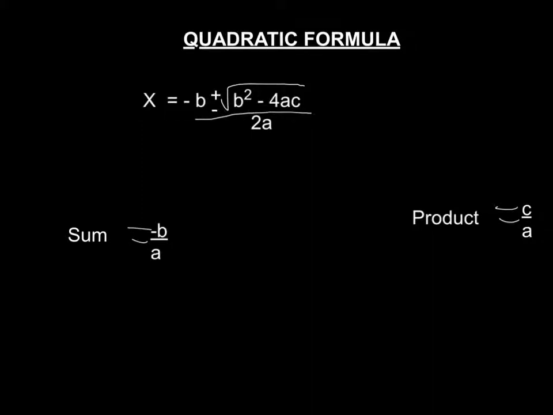In order to derive the formula for a sum and product of the roots, you can use the quadratic formula. The quadratic formula is x equals negative b plus or minus the square root of b squared minus 4ac all over 2a. Now, the way we can derive these two formulas, negative b over a and c over a, is by taking our quadratic formula and breaking it up into two equations.